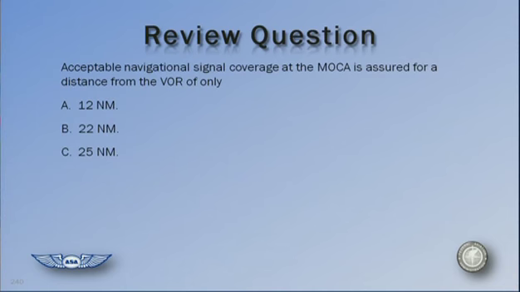Acceptable navigational signal coverage at the MOCA is assured for a distance from the VOR of only what distance in nautical miles?